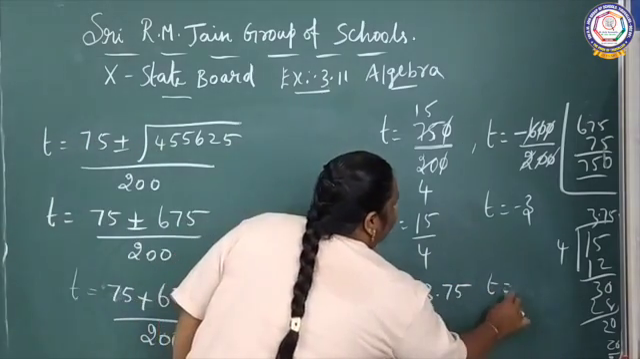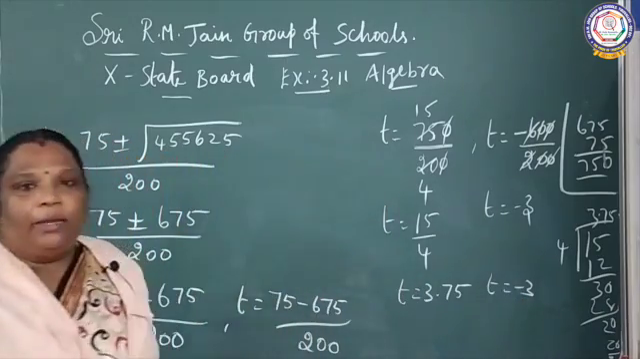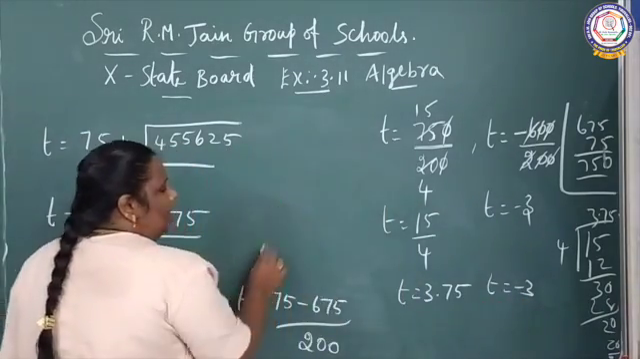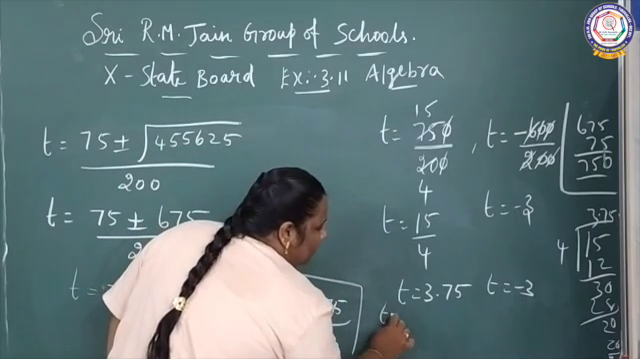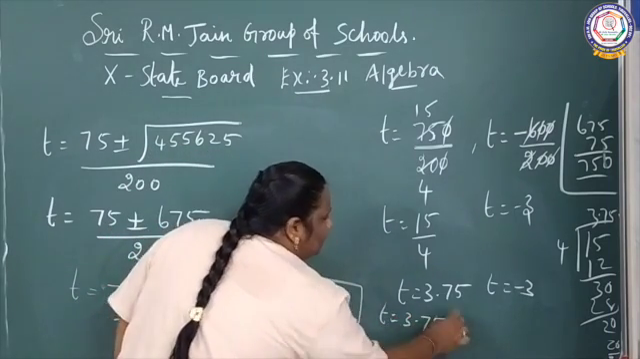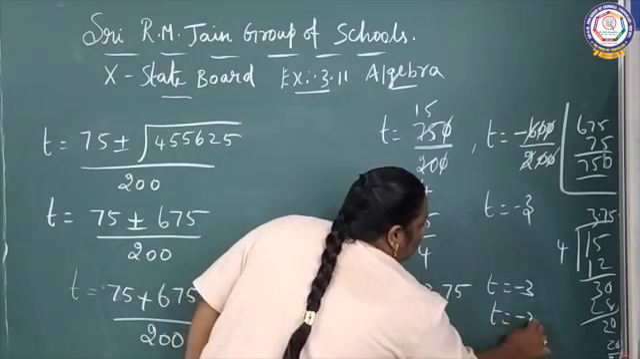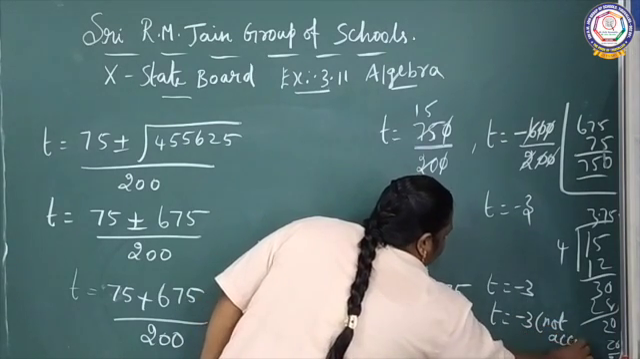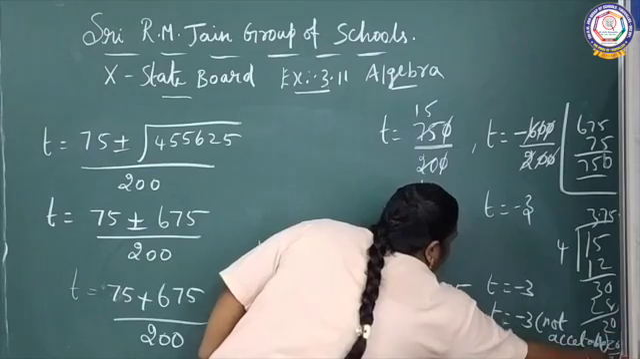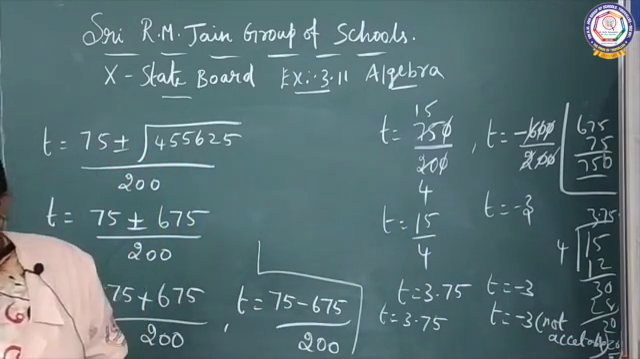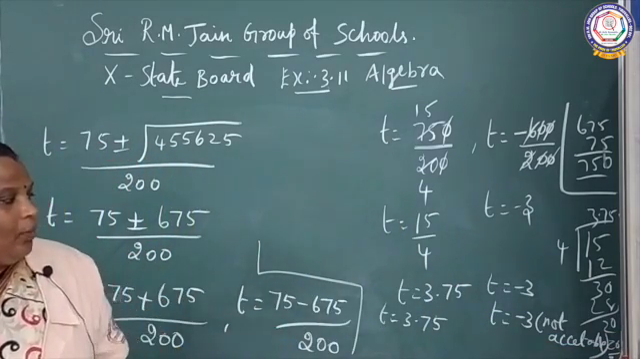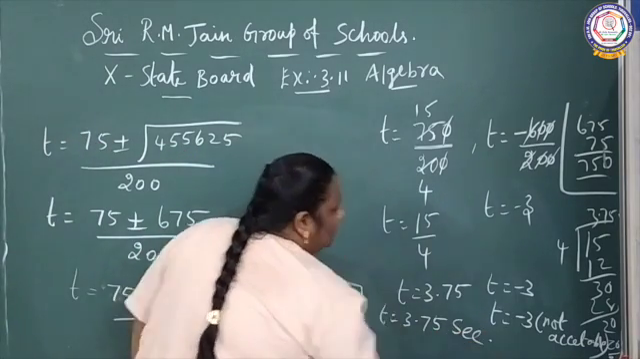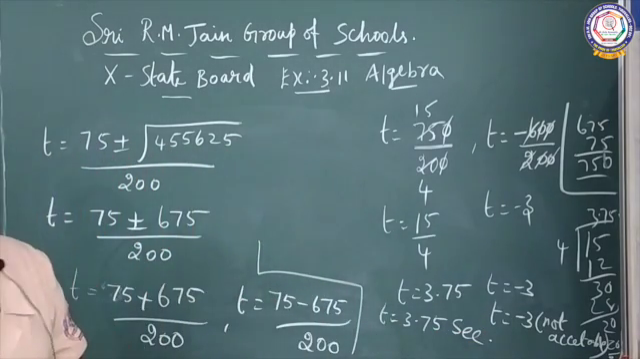t equals minus 3. Time cannot be negative, so that is not acceptable. So t equals 3.75 seconds.